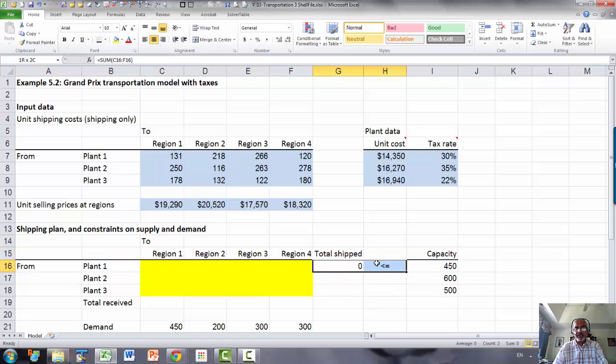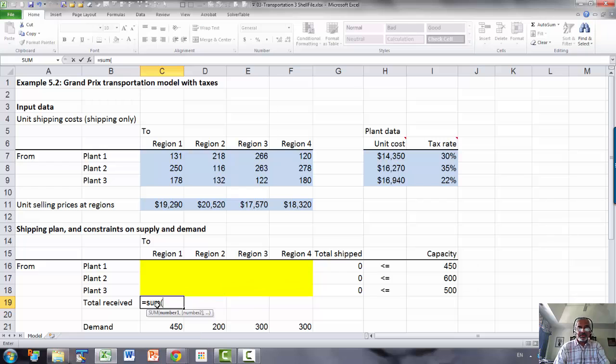Just enter that. So that's one set of constraints. And total received, the sum for that region, that should be equal to. So put an apostrophe and then type equal to, otherwise it will go into formula mode.